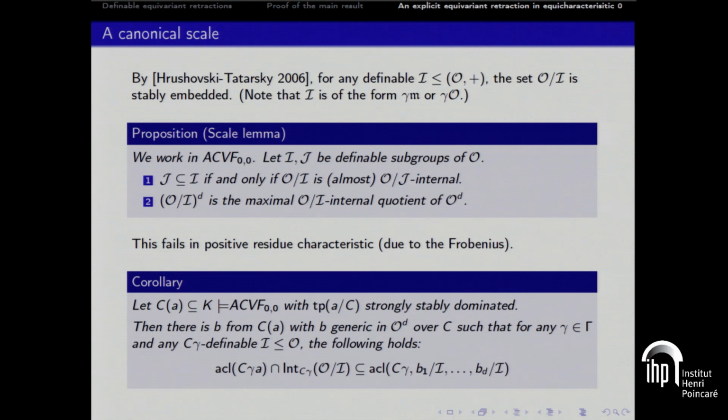That's why I know that all these guys are enough to generate the definable closure with O mod I to the D. I know this. So I can transport somehow from a generic of O to the D to an arbitrary strongly stably dominated type this information up to algebraicity. We will use it now to transport the linear situation.